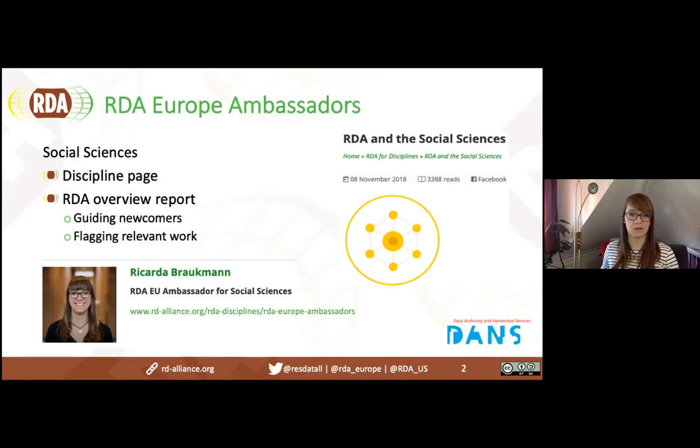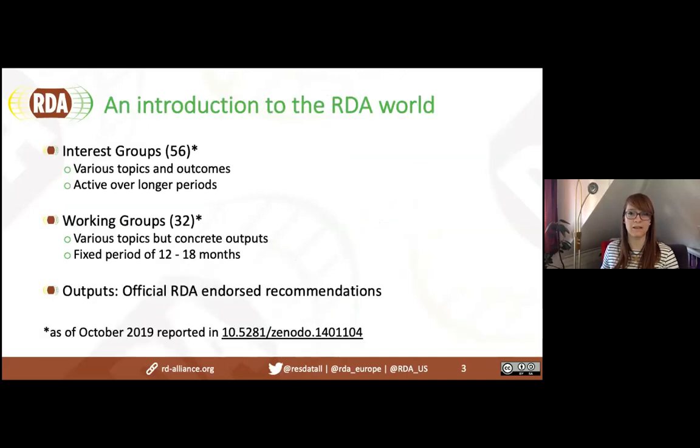I would like to talk to you a little bit more about this report that we have been making. The idea behind this report was really that the RDA is quite big. At the time of this version of the report, which was October last year, there were about 56 interest groups and 32 working groups. When you are new to the RDA, or even when you are not new, this is quite a lot of content to dive into, and it can be a bit difficult, especially if you are not so familiar with the RDA, to find your way.